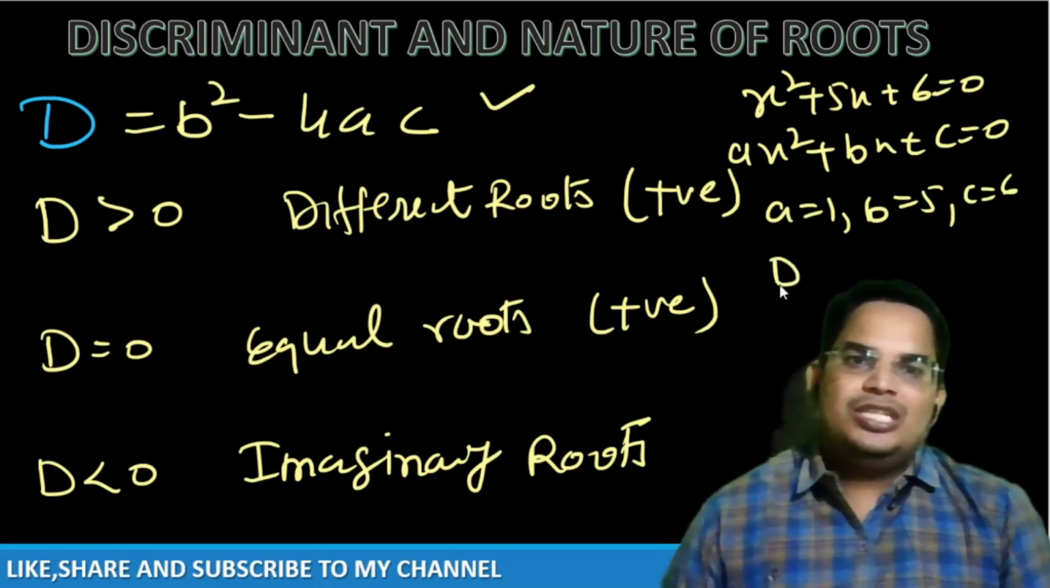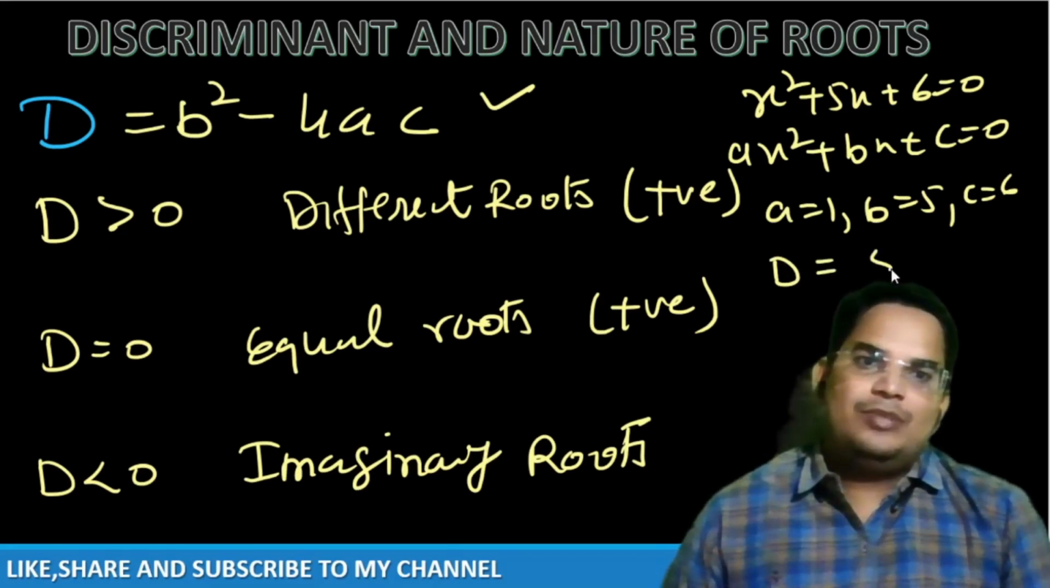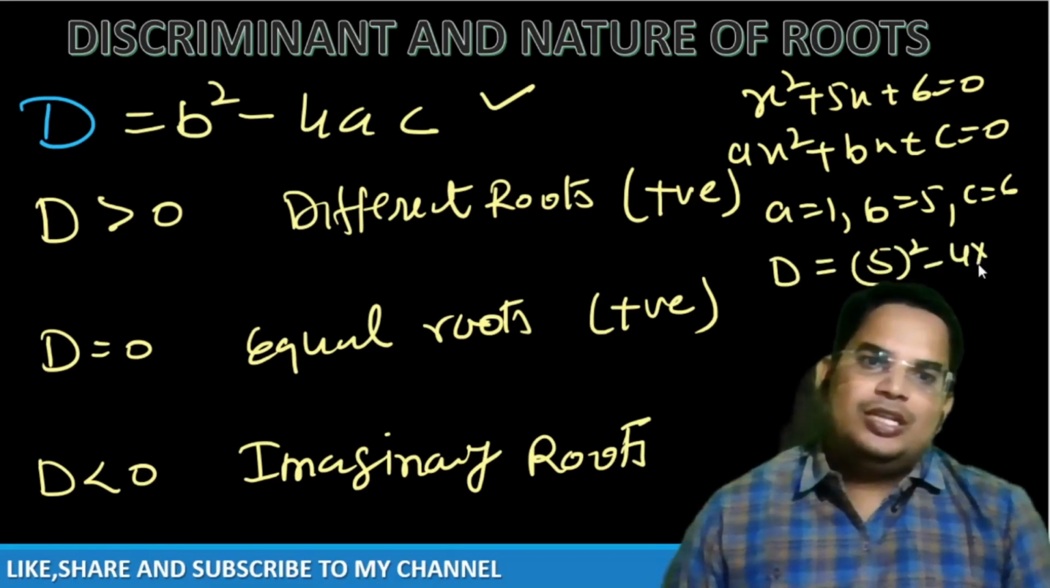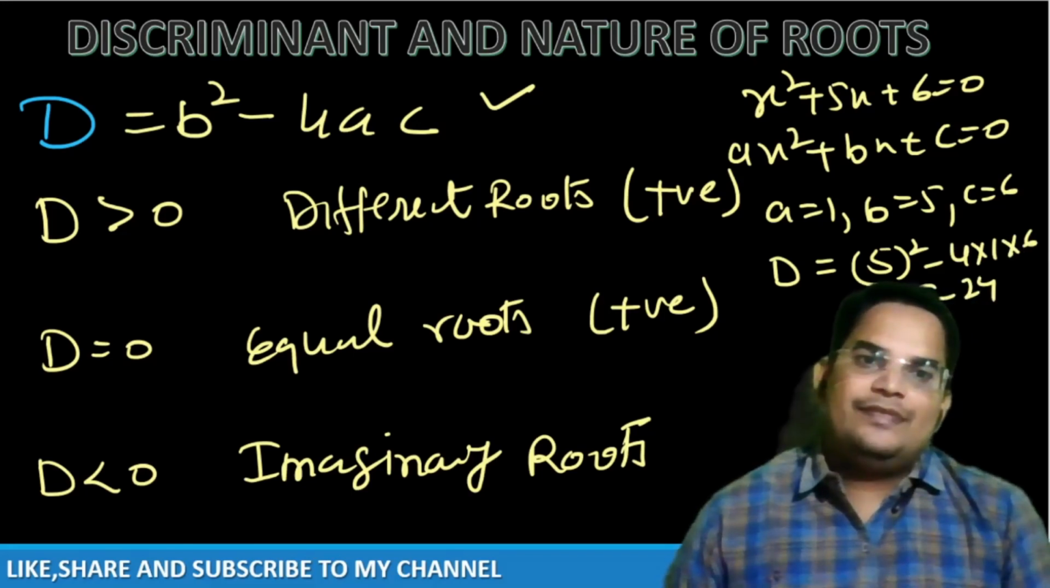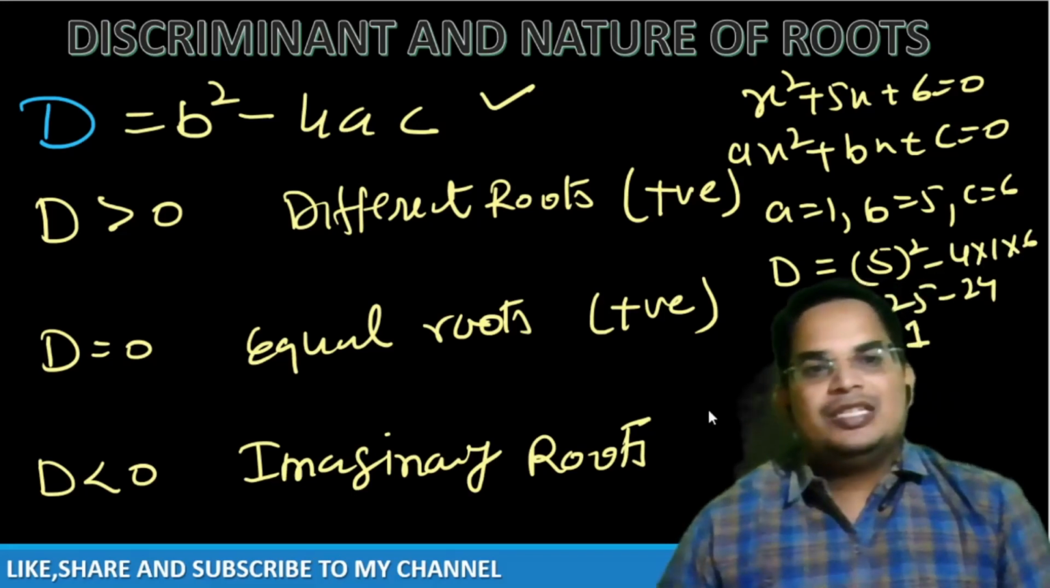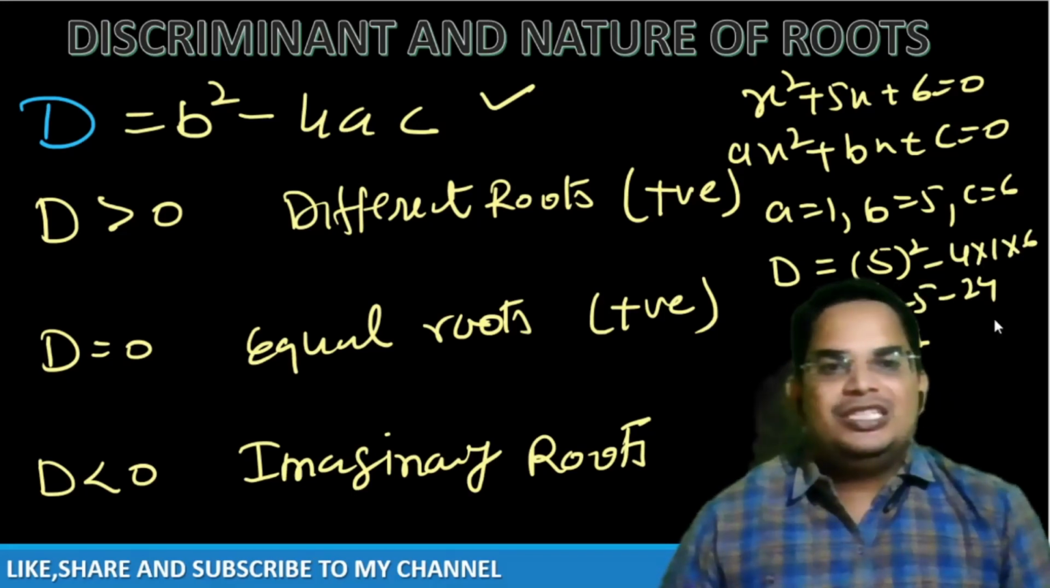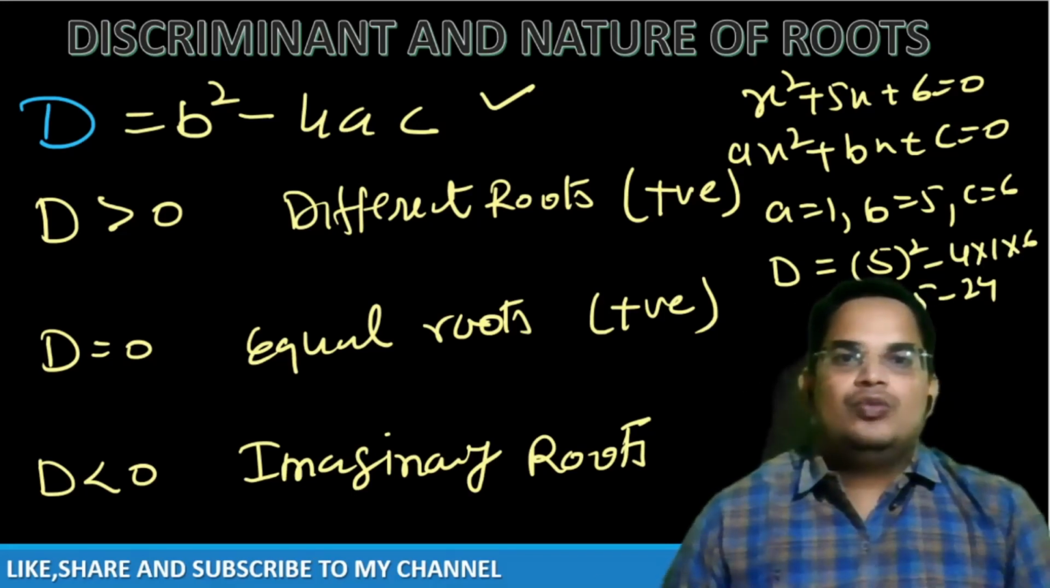Let me tell you. See, d is equal to b square minus 4ac, so b square becomes 5 square minus 4 into 1 into 6. So it becomes 25 minus 24, and 25 minus 24 becomes 1. So now you can say the value of d is more than 0. The value of d is more than 0. What is the value of d?